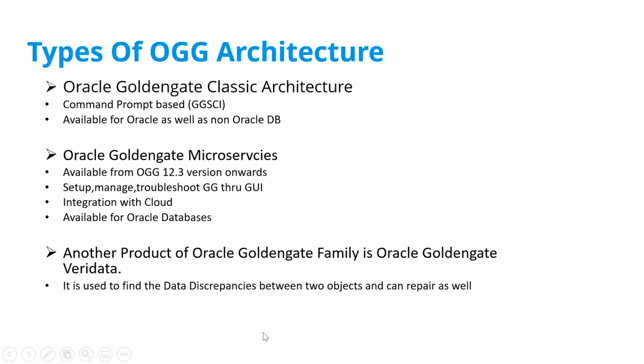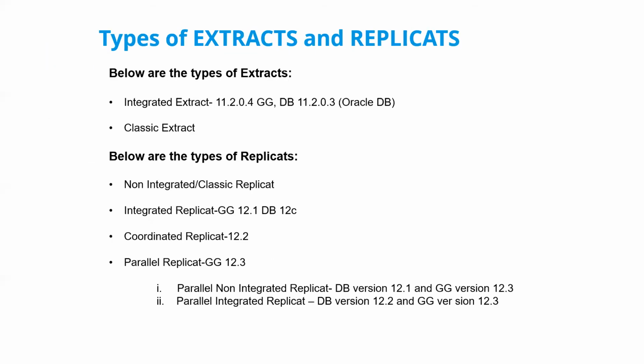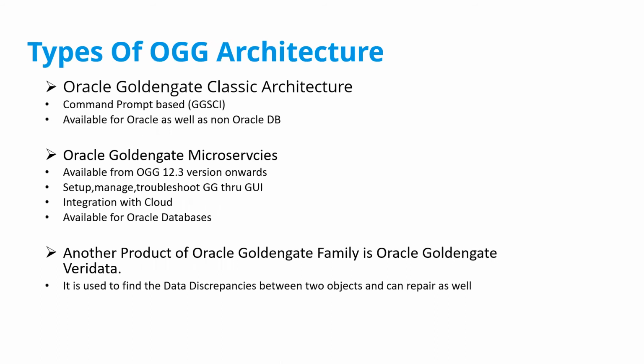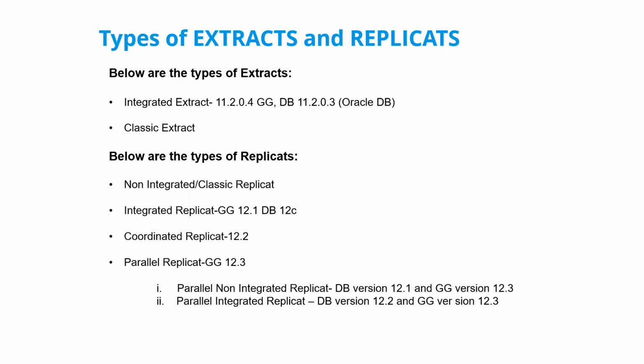Under classic architecture, you can configure different types of extracts and replicats, which include classic and integrated. Similarly, you can create different types of replicat, which include non-integrated replicat, integrated replicat, coordinated replicat, or parallel replicat. Similarly, under microservices, you have the option to choose which one you want to configure, whether classic extract or integrated extract. Similarly, you can choose different options of replicats as well. I again repeat, integrated is a type of extract and replicat, however, microservices is overall an architecture.